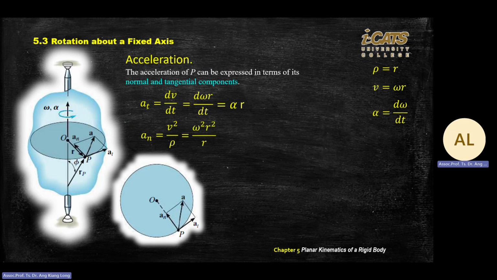So same, you can derive an equals v squared over rho, converting the v to omega r. You square omega r, you get omega squared r squared. And then you remove one r, so you have omega squared r. Because v equal to omega r, you square it, you get omega squared r squared.